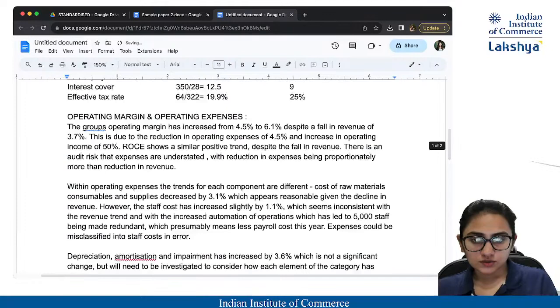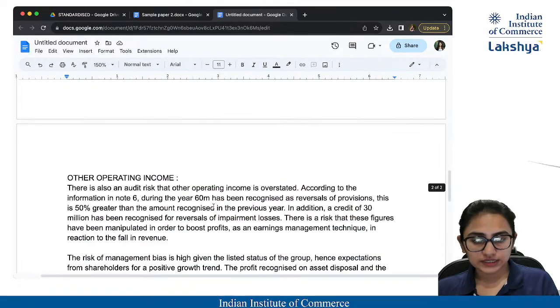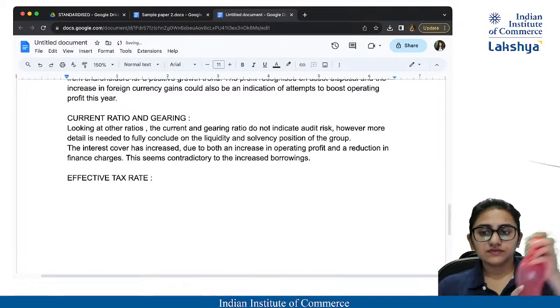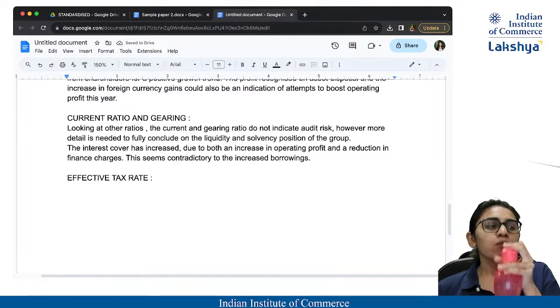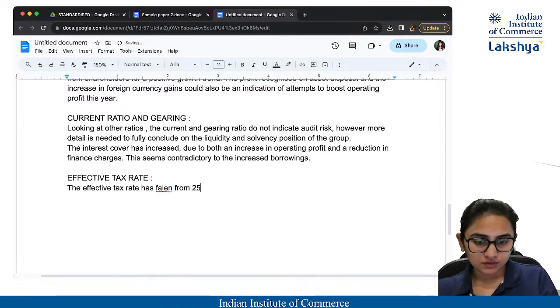Okay. Then next, what can we write about? We can write about the effective tax rate. Last year it was 25%, this year it is 19.9%. The effective tax rate has fallen from 25% last year to 19.9%.